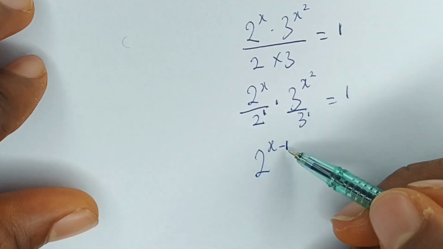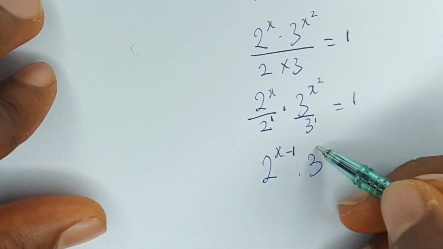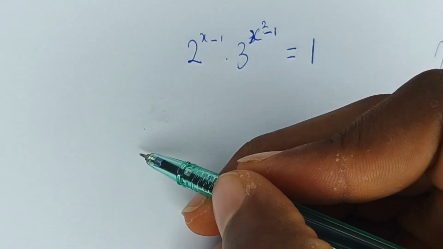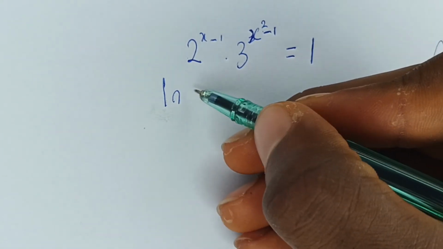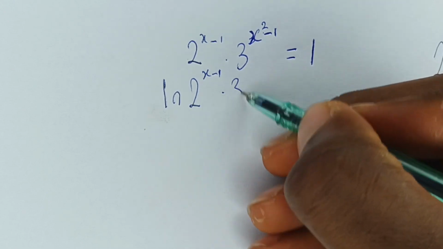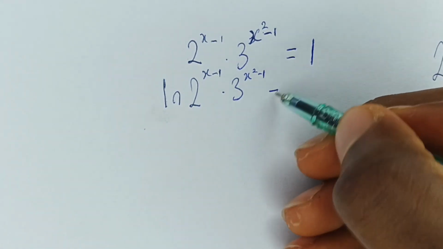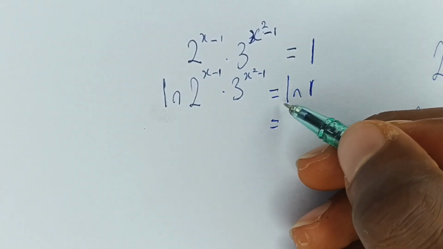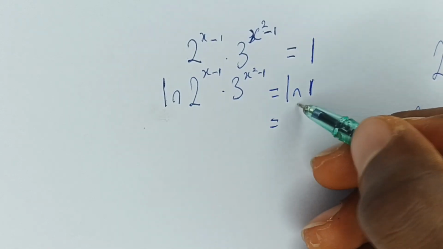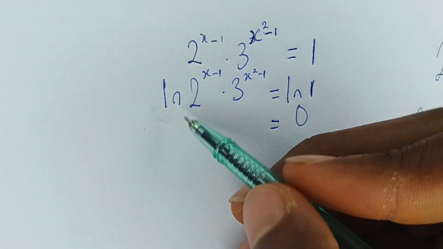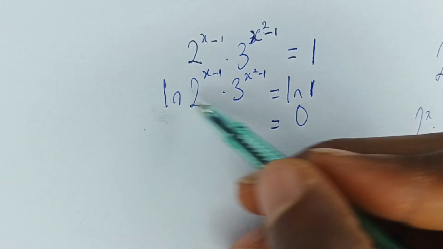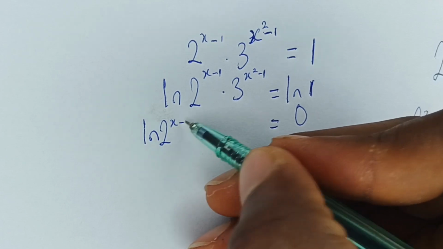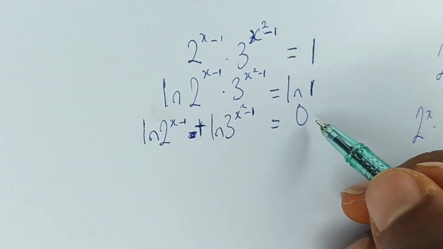We have 2 raised to the power x minus 1 multiplied by 3 raised to the power x squared minus 1 is equal to 1. Moving on from here, we can decide to take the natural log of both sides. So you can say ln of 2 raised to the power x minus 1 multiplied by 3 raised to the power x squared minus 1 to be equal to ln of 1. Now, logarithm in any base of 1 is equal to 0. On the left hand side, since we have multiplication inside the logarithm, we can separate the logs. So we have ln of 2 raised to the power x minus 1 plus ln of 3 raised to the power x squared minus 1 to be equal to 0.